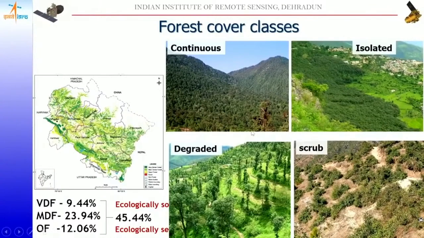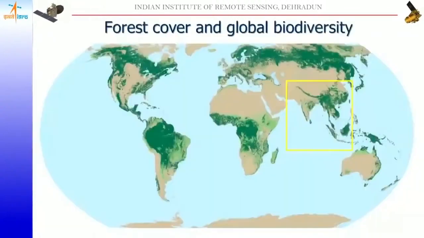So from the biodiversity point of view, we can compare the health status of the forest based on the canopy cover also. This is one of the important examples of how canopy cover or the classes of the forest can be used in biodiversity assessment. This is one of the classic examples.